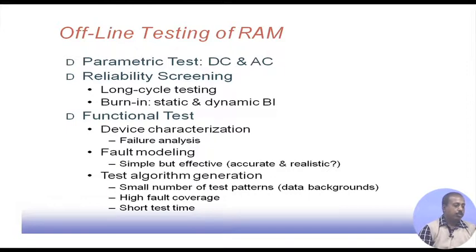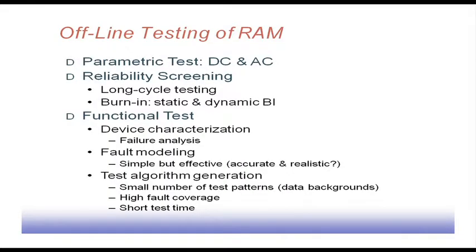So, we start with device characterization, then we do some fault modeling, and then finally some test algorithm is run to generate test sets. From these test sets, a small number of test patterns are generated which act as the background. You see that there is an array of cells in a memory, and they need to be put to some initial values for testing. That is actually the background pattern. Under a background, we can go for applying some more test patterns, so that we can get high fault coverage and the test time is also less.